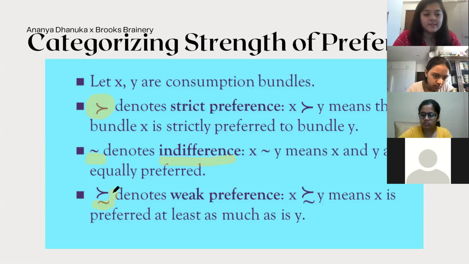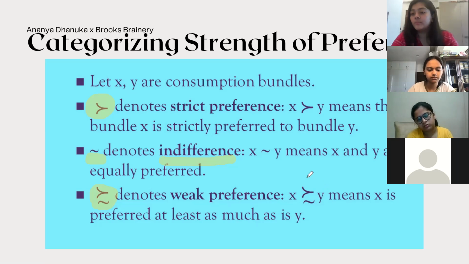This is where it gets interesting, right? This has both the symbols. It has the strict preference symbol and it has the indifference symbol. Now this denotes weak preference. Why does it get weak? Because, okay, let's break it down. X and the strict preference, X is strictly preferred over Y, but X is also indifferent with Y. So you're actually exhibiting both of these behaviors simultaneously.